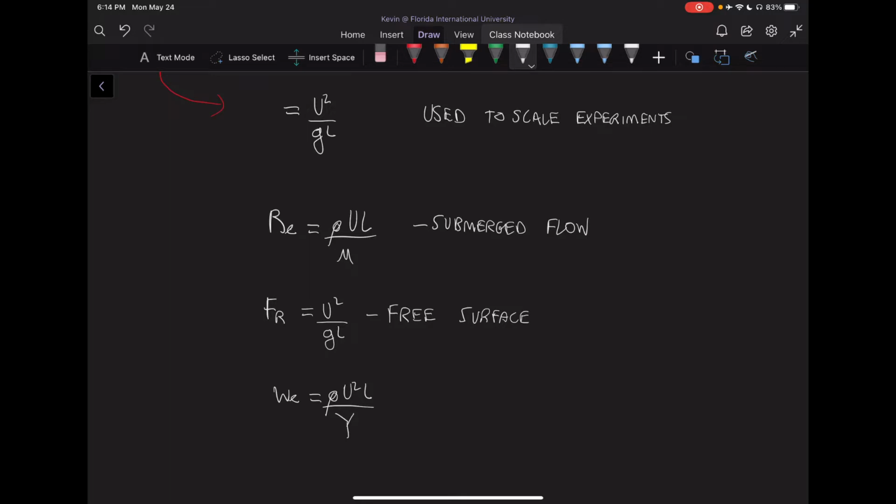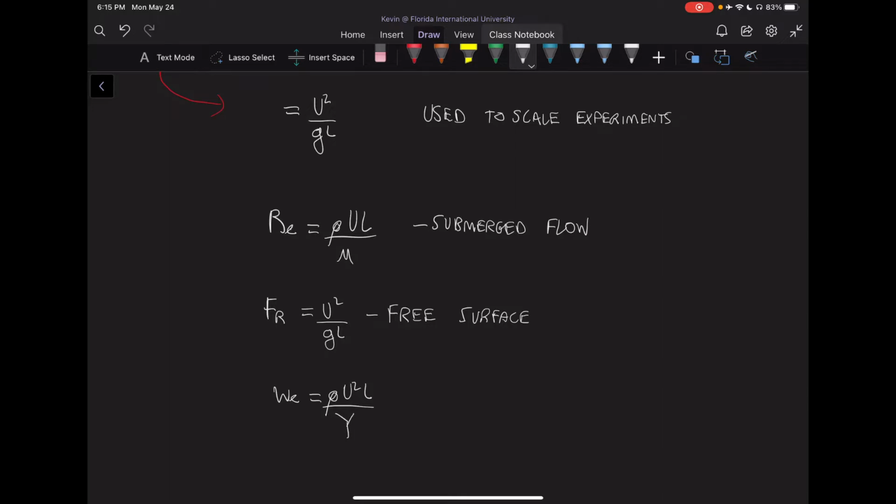Now, we're not going to go into more detail on this, but it is pretty interesting to look at. The Froude number, we're also not going to go into a lot of detail because that is in chapter 10 in your book, and chapter 10 is not covered in this class. But if you want to learn more about it, you can go to chapter 10.